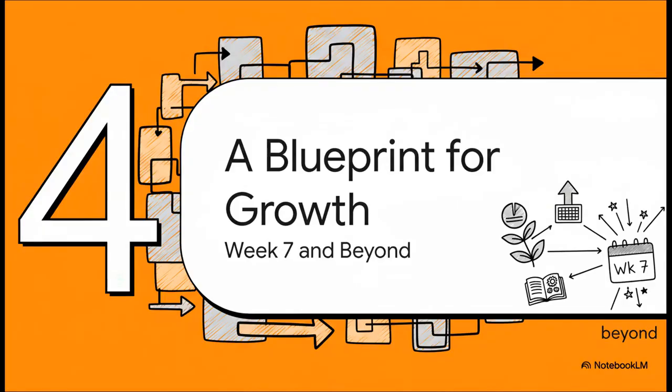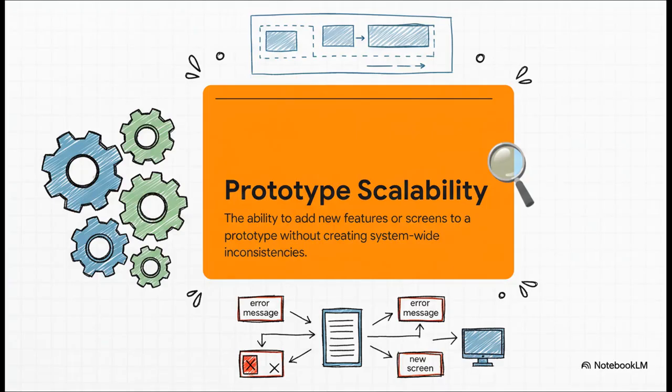But the payoff here isn't just about that immediate user experience. All this early planning work acts as a blueprint for growth. You're setting your project up for success, not just for launch day, but for week 7 and beyond. This brings us to a really vital concept for any growing project: prototype scalability. And don't worry, it sounds more complicated than it is. It's really just about your ability to add new screens or features later on without breaking all the rules you've already set. If you've decided how all error messages should look and behave, adding a new feature that might have an error is no big deal. You just follow your own blueprint.